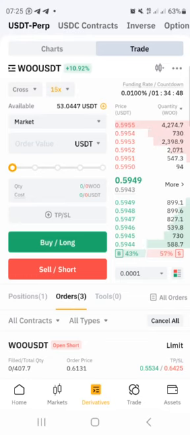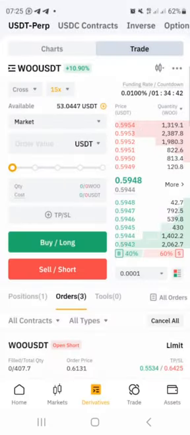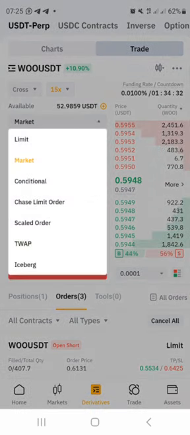Now look at it, it's in cross. The strategy I'm teaching is cross leverage, not isolated. So cross leverage, but let's leave the leverage for now. Let's do other things. So now it's showing market here, but what we're trying to enter is a limit order. So we click on limit.